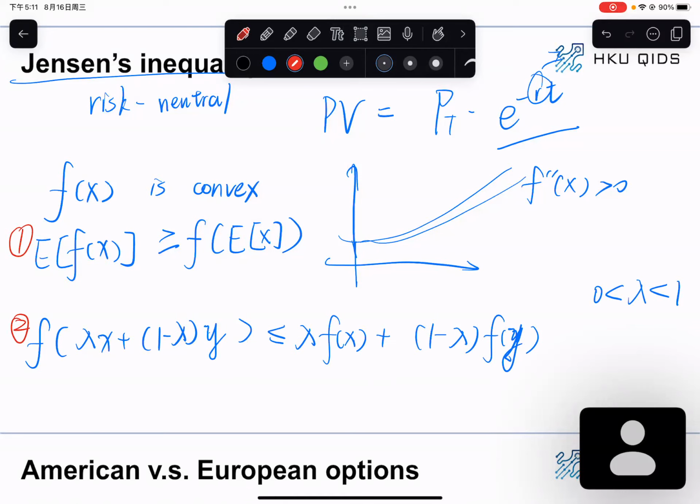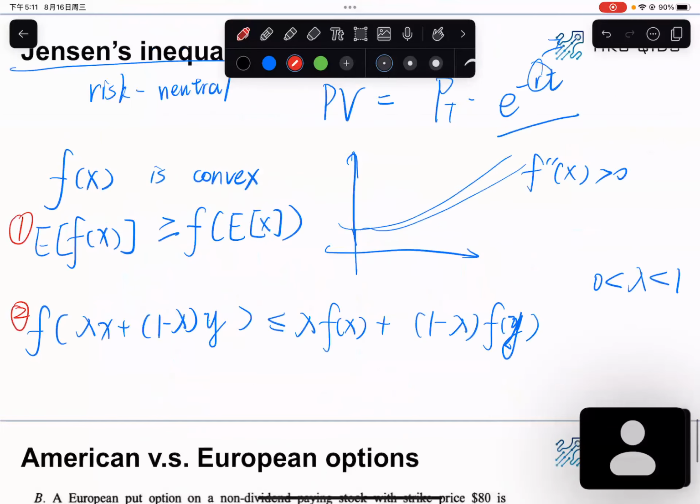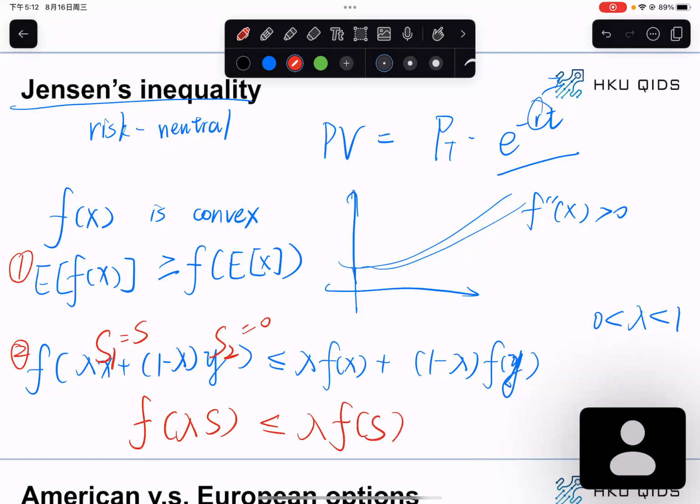And how can we prove that an American option cannot be exercised earlier using these two inequalities? Well, it's quite easy. We can just replace x as s1 and y as s2. So basically, let s1 equal to s and s2 equal to 0. We are going to have what? f(lambda s) should be smaller than or equal to lambda f(s), right?